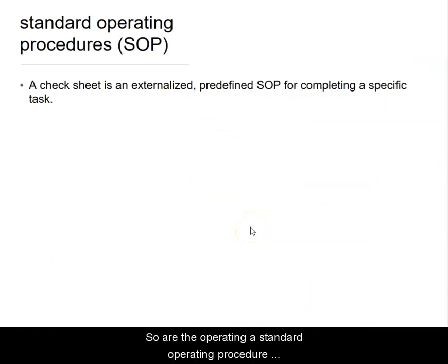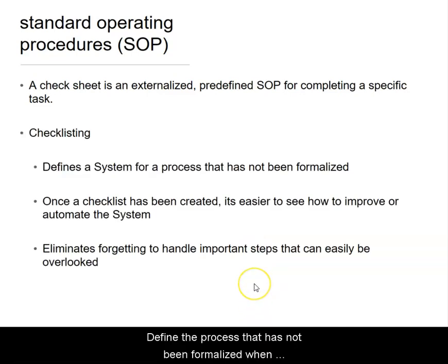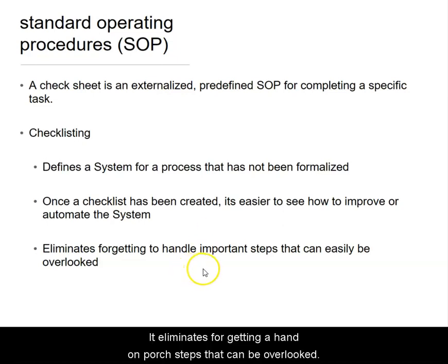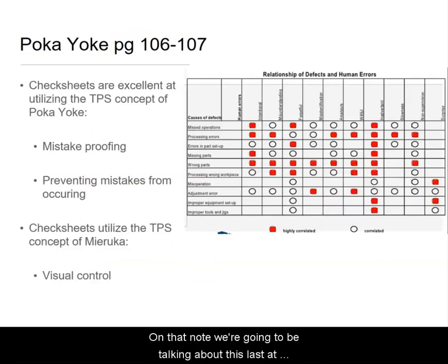So on the standard operating procedure, a check sheet is an externalized, predefined SOP for completing a specific task. It defines a process that has not been formalized. Once the check sheet has been created, it's easier to see how to improve or automate the system so you can improve further. And it eliminates forgetting to handle important steps that can be overlooked. On that note, we're going to be talking about this last concept of the Toyota production system. It's called Poka Yoke. This is a check sheet that's using Poka Yoke, which means mistake proofing. You're preventing errors from occurring.